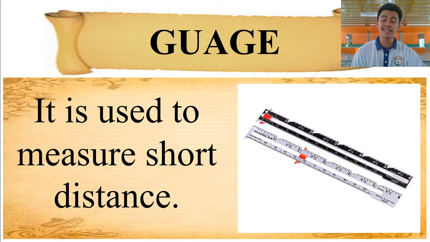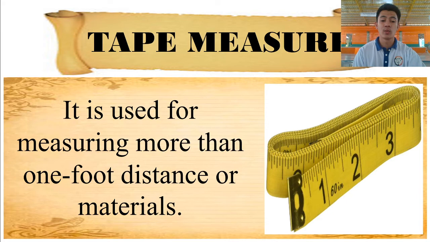Next. Tape measure. It is used for measuring more than 1 foot distance or materials. As you can see, tape measure is a non-stretchable flexible strip usually calibrated in inches or centimeters. It's also used in taking body measurements.